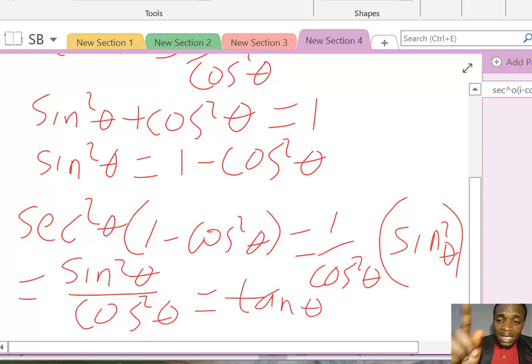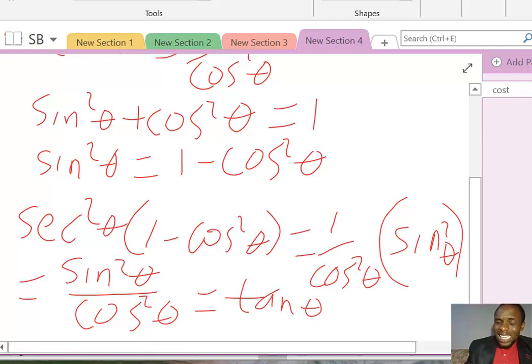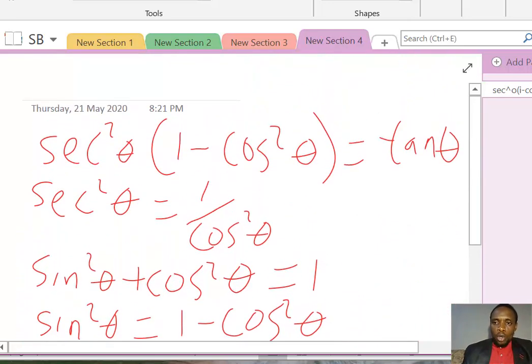Sin theta over cos theta is equal to tan theta. So sin square theta over cos square theta will be tan square theta. So what we got from the Cocopi Instagram page can be solved.